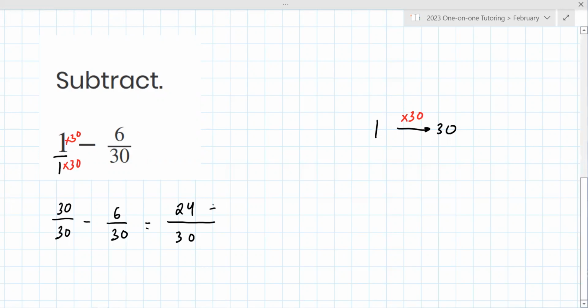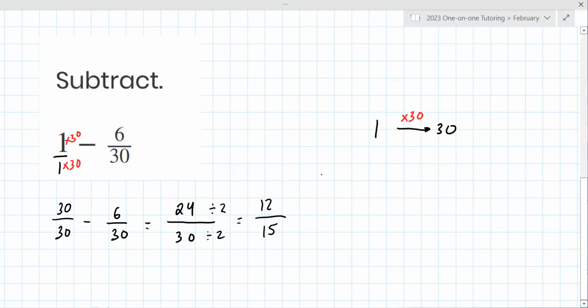Now, can you divide the top and bottom by 2? Does 2 go into both those numbers? Yeah. Okay, so what does it become? What is 24 divided by 2? It's 12. How about 30 divided by 2? It is 15. That's right.